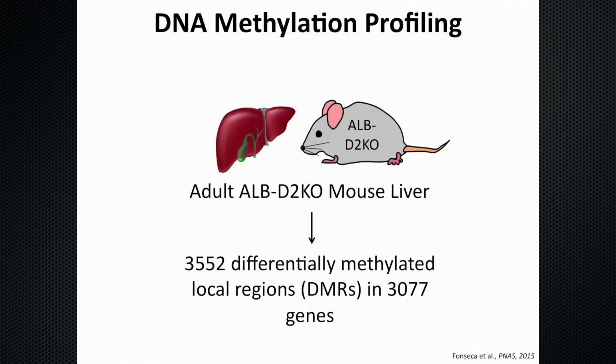So we went ahead and performed whole genome DNA methylation profiling. So again, we took the livers from adult albumin D2 knockout mice and controls, the Cre albumin mice, and sent them to our collaborators for this methylation profiling. And remarkably, they did find more than 3,500 differentially methylated regions, or DMRs, within more than 3,000 genes that were different.